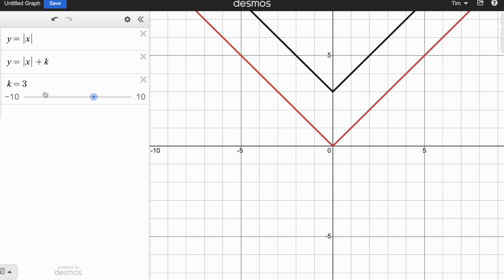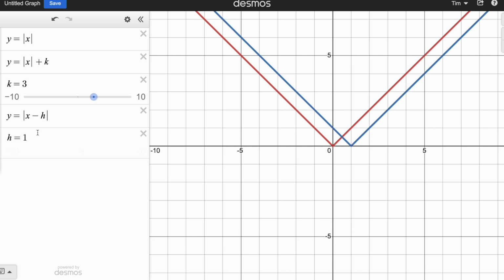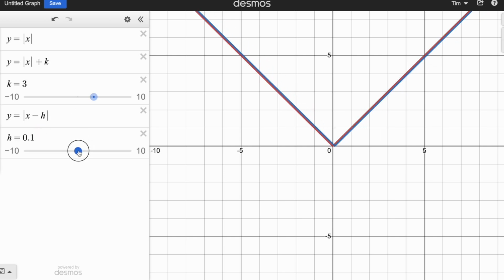Now that's vertical translations, but let's look at horizontal translations. So I'm going to turn this off. Now I'm going to write y equals the absolute value of x minus h, and I'll add a new slider. Right here, I have the exact same thing because h is 0, so it's the same as my parent function.